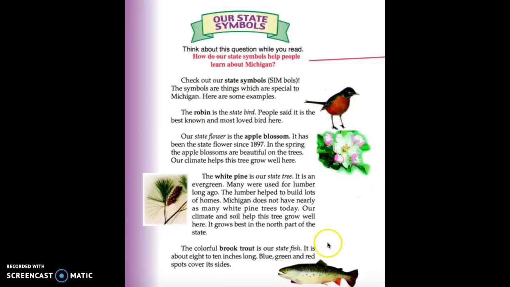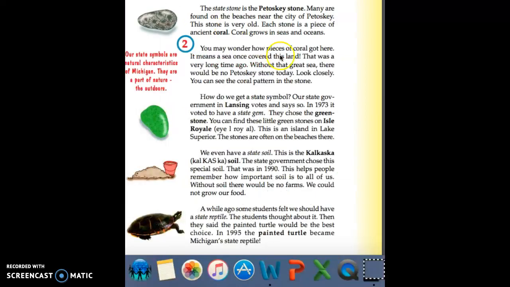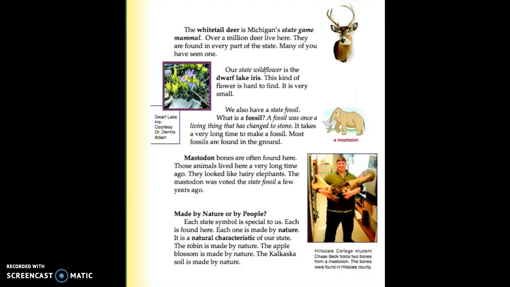There's also pictures that we can use to help us as we're reading to kind of figure out what it's telling us. So like for state flower, here's a picture of the apple blossom, so you can kind of see exactly what it is they're talking about. Last page, again, you have these bold words and you have these italic words that are going to show you the important parts of this page. They're going to show you important things that you need to know, some different symbols, and what those symbols represent to Michigan. There's also pictures here that go along with some of those symbols so you can see exactly what they're talking about.